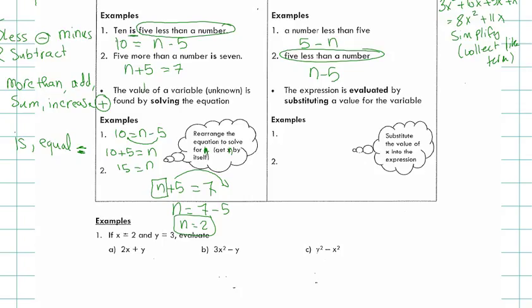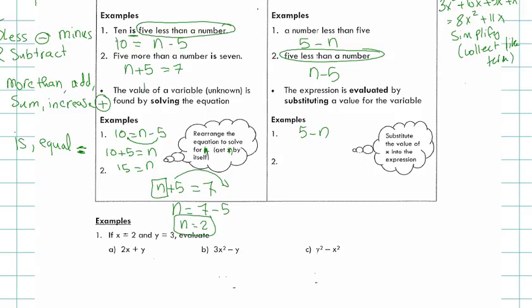Now, when we have expressions, we can't do that. We can't move things around because we don't have that equal sign. So let's look at the first example. We have 5 take away n. There's nothing I can do with this, unless I tell you n is 2. What would that expression equal?